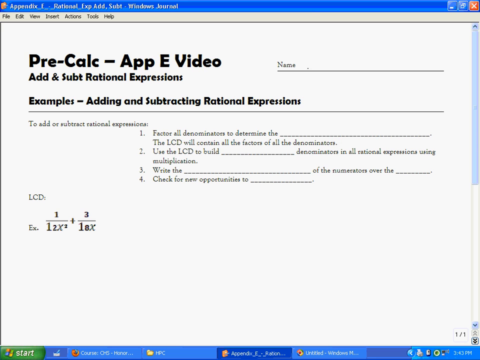Okay, we're going to be talking today about adding and subtracting rational fractions. We can start by factoring all the denominators to determine the least common denominator. Generally we call that the LCD. And the LCD will contain all the factors of all the denominators. You use the LCD to build equivalent denominators in all the rational expressions using multiplication.